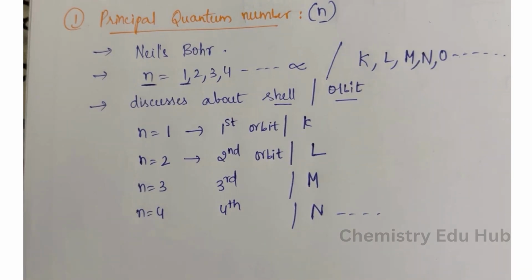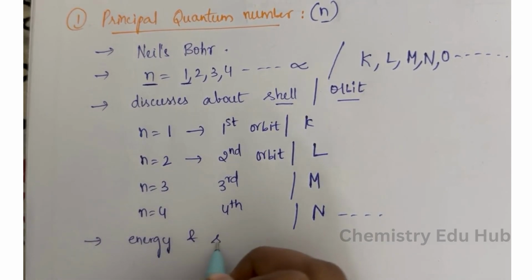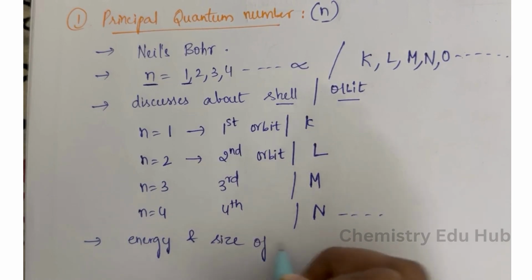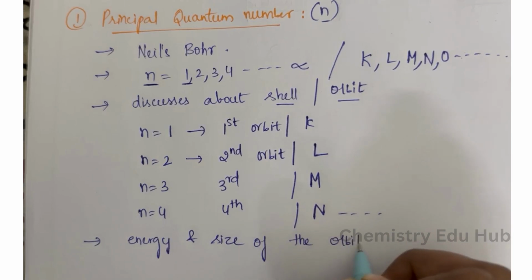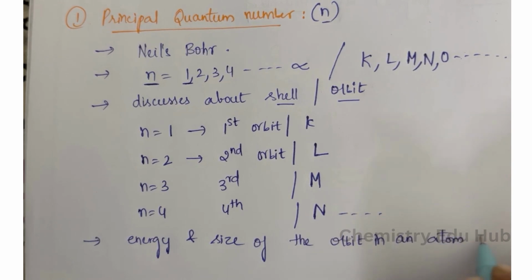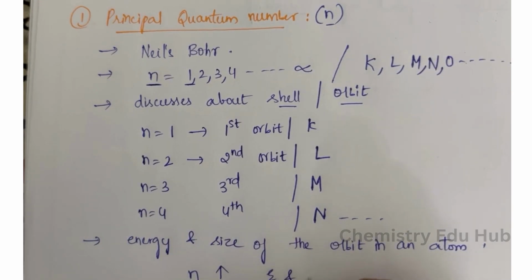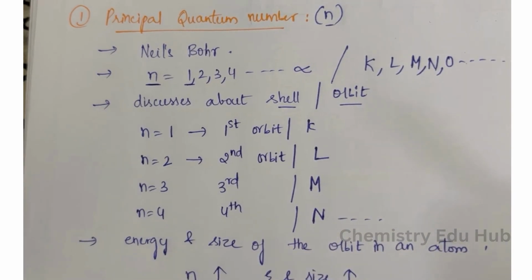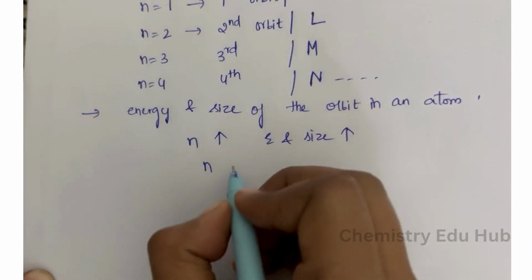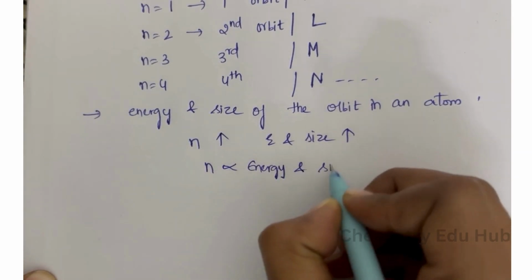Okay, what is the importance of this principal quantum number? Why do we need it? It mainly talks about the energy and size of the orbit in an atom. So as the n value increases, the energy and size also increase. So we can say n is directly proportional to energy and size of an orbit.